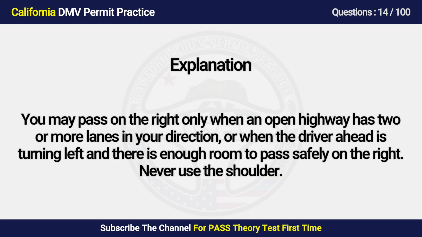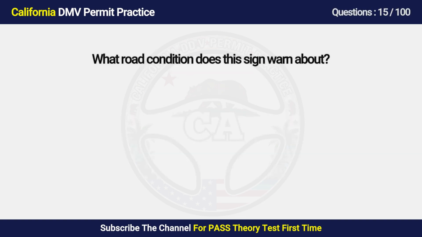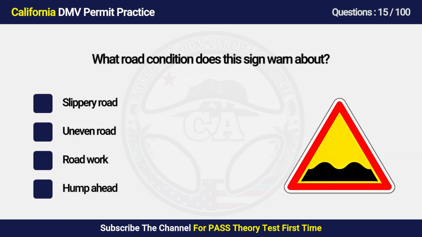You may pass on the right only when an open highway has 2 or more lanes in your direction, or when the driver ahead is turning left and there is enough room to pass safely on the right. Never use the shoulder. Question 15. What road condition does this sign warn about? A. Slippery road. B. Uneven road. C. Road work. D. Hump ahead.